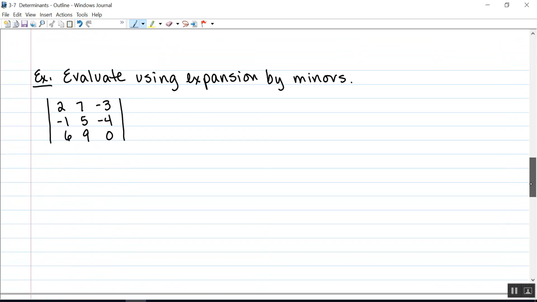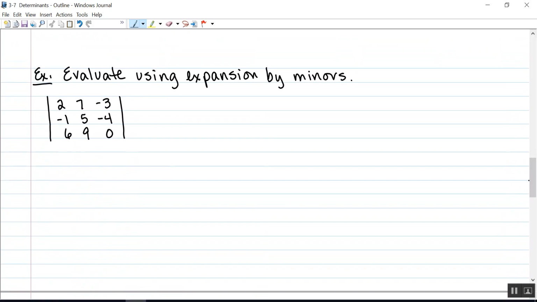So let's take a look at an example. Let's evaluate this 3 by 3, or third order, determinant using expansion by minors. To do that, I'm going to start with 2, and I'm going to write a 2 by 2 determinant. And that's going to be the numbers that are left when I eliminate the row that contains 2 and the column that contains 2. So that's going to be 5, negative 4, 9, and 0.